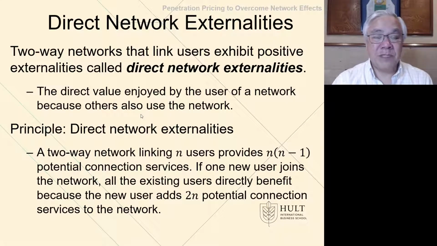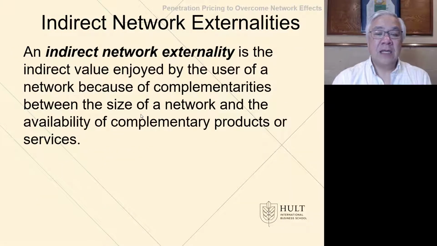So that's just within the network itself and the service provided in that network. There are also some products that fall from the network because of that connection. So these are called indirect network externalities. And this is indirect value that you receive as a user, because of all the complementaries that occur with the size and other products that would come taking advantage of that network, such as the internet.